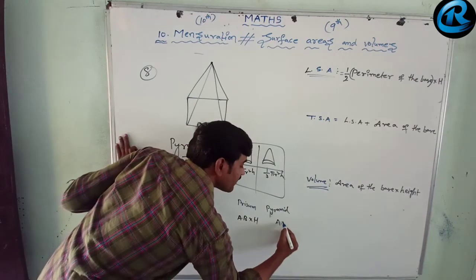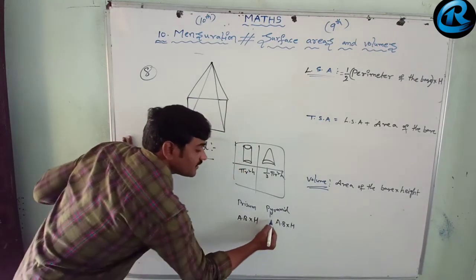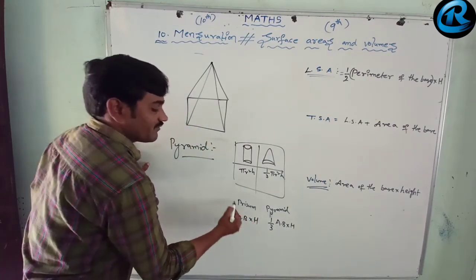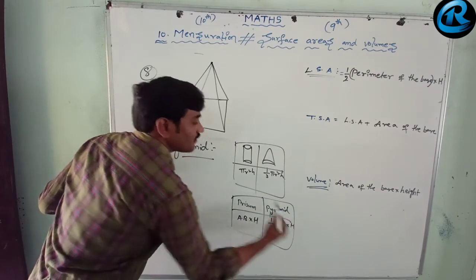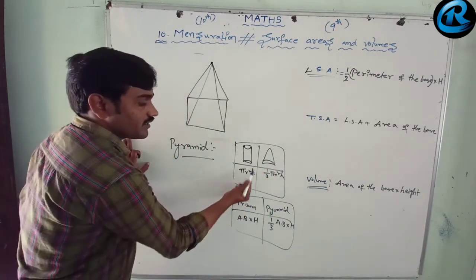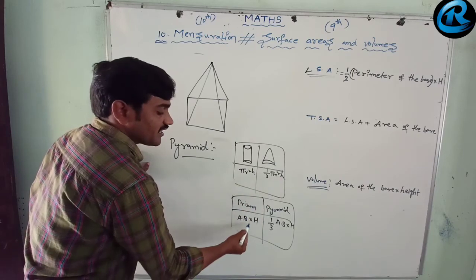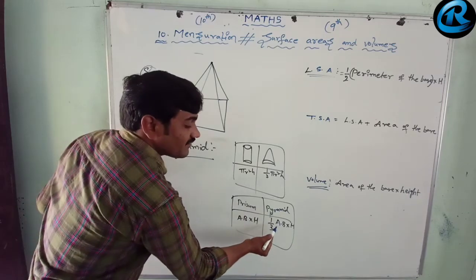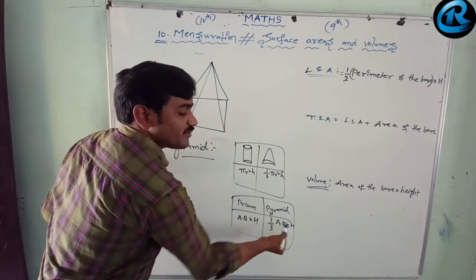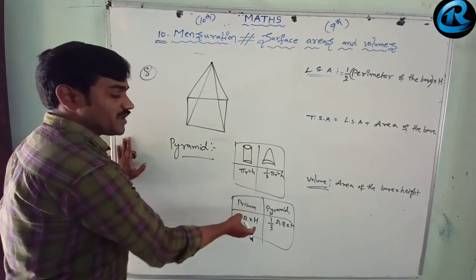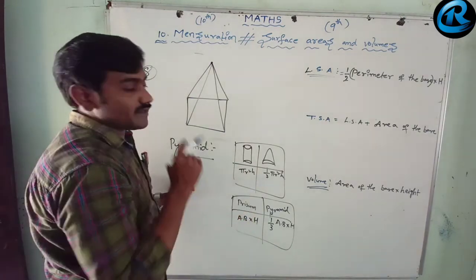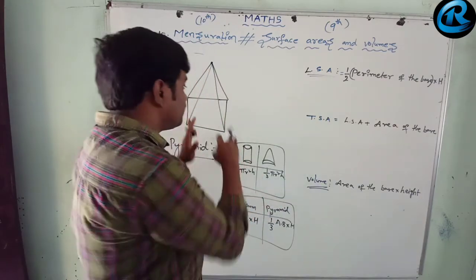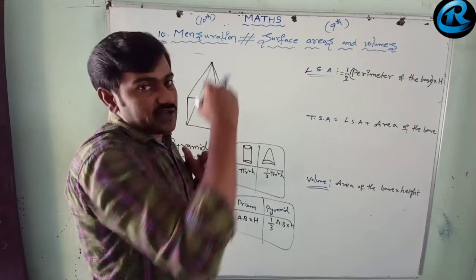So here also it is area of the base into height, but with a small change: it will be 1 by third of area of the base into height. Like the cylinder and cone, here pi r square h, there 1 by 3 pi r square h. The volume of a prism is area of the base into height, and the volume of a pyramid is 1 by third of the area of the base into height. The same things apply, but they should have the same height and same base.